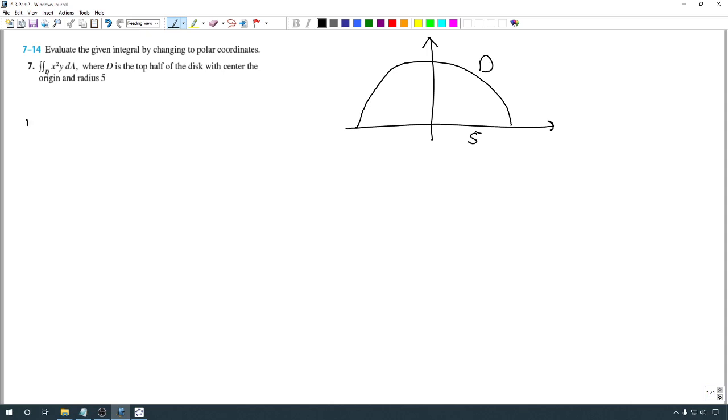Well, we're going to remember that what we're really looking at is all the points r theta, where the distance from the point to the origin is either 0 when it starts at the origin or 5 when it gets to the edge of the disk. So the r is going from 0 to 5. Theta, on the other hand, if we were going around the entire disk, we'd go 0 to 2 pi. Since we're doing only half of it, we're going from 0 to pi. So pi is over here at this side.